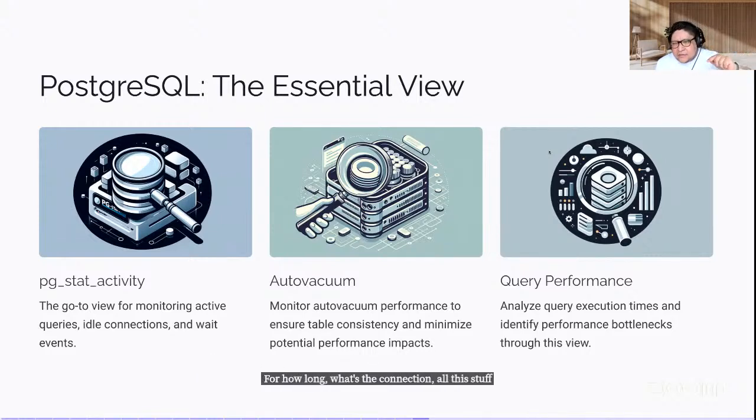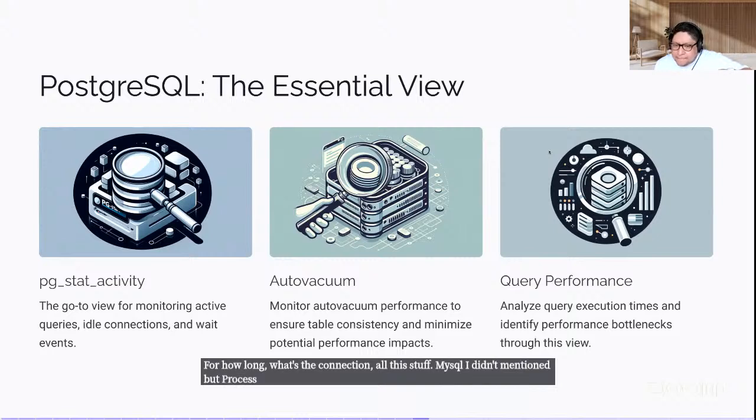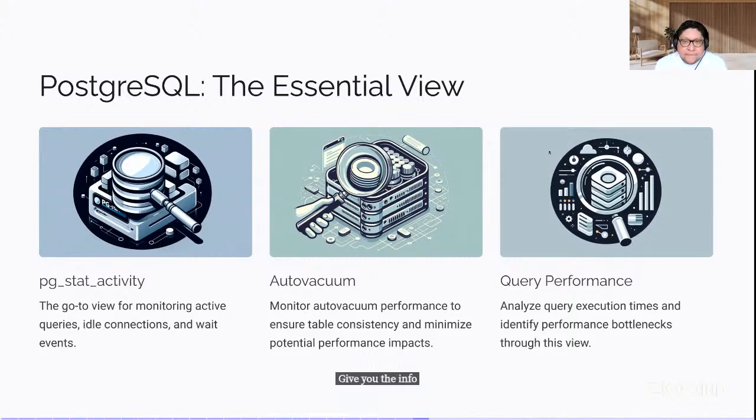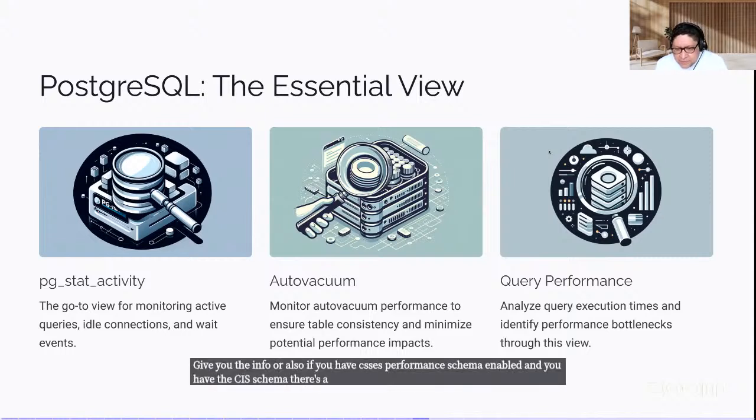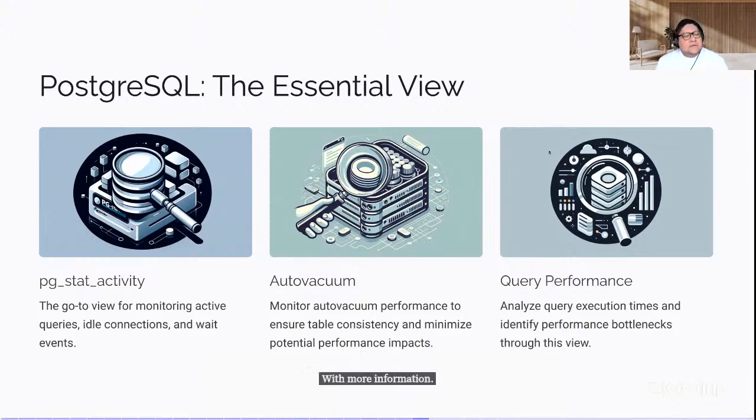MySQL, I didn't mention, but processlist gives you that info. Or also, if you have performance schema enabled and you have the sys schema, there's a sys.processlist view that shows you the same info with less locking. It doesn't have the full mutex and has more information. But with Postgres, if you are constantly looking at pg_stat_activity, that's enough. The other key on Postgres, and it's because of how MVCC is written, is the autovacuum.